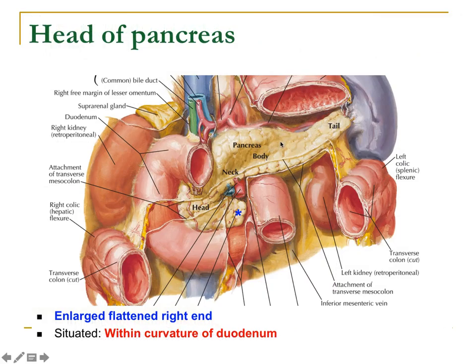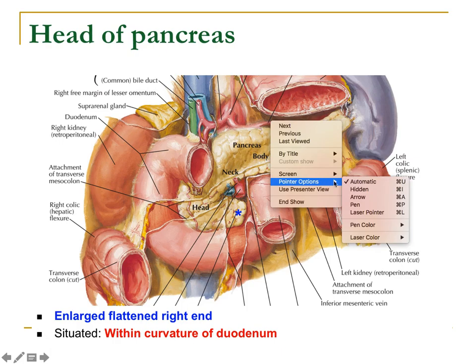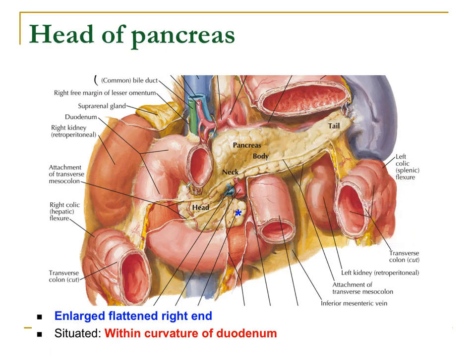So now let's move on to the head of the pancreas. Yes, if you see the head of the pancreas, this whole part is the head. This is the enlarged and flattened part that is generally present on the right side. We know that this one is the right kidney and this one is the spleen, so we can easily identify this one is the right side and this one is the left side. This whole part is the head of the pancreas, the enlarged flattened right end that is generally situated in the curve of the duodenum.